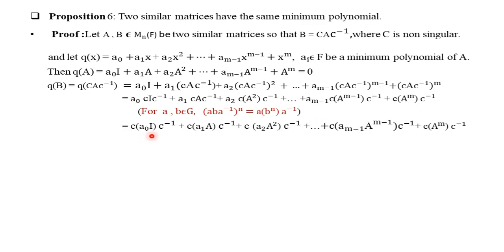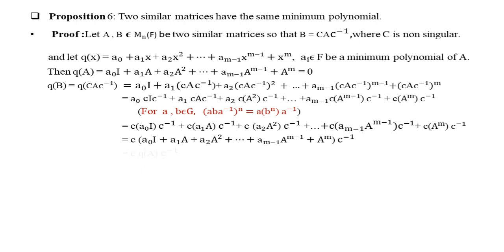So, we get here C into A naught I C inverse plus C into A1 A C inverse etc. C into A power m C inverse by taking A naught inside. So that is equal to C times, C is taken on the left hand side and C inverse on the right hand side outside. We get C times A naught I plus A1A plus A2A square plus etc. plus A power m. This is our Q of A. So here we put 0. So we get C into 0 matrix into C inverse. So that is equal to 0.